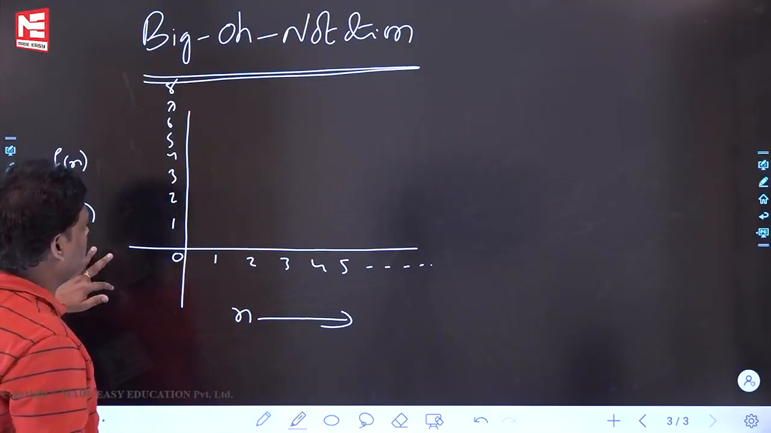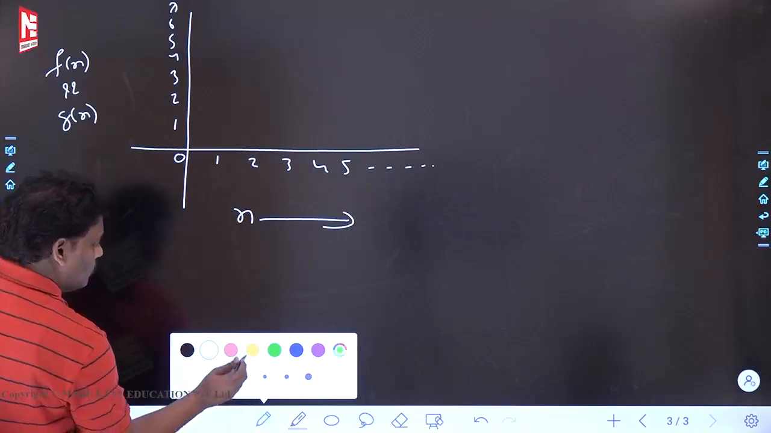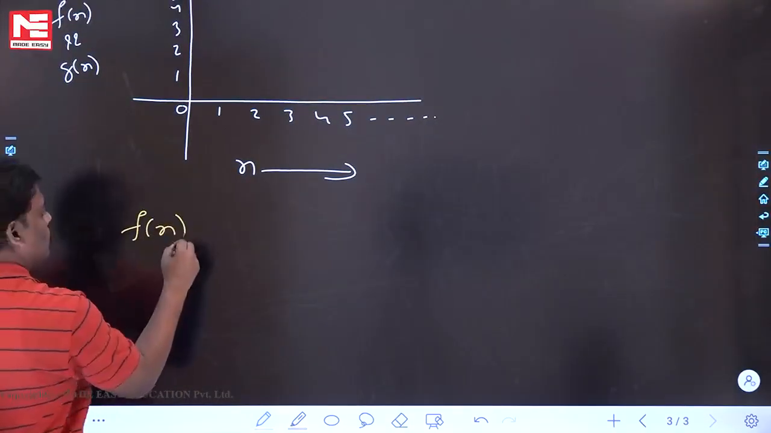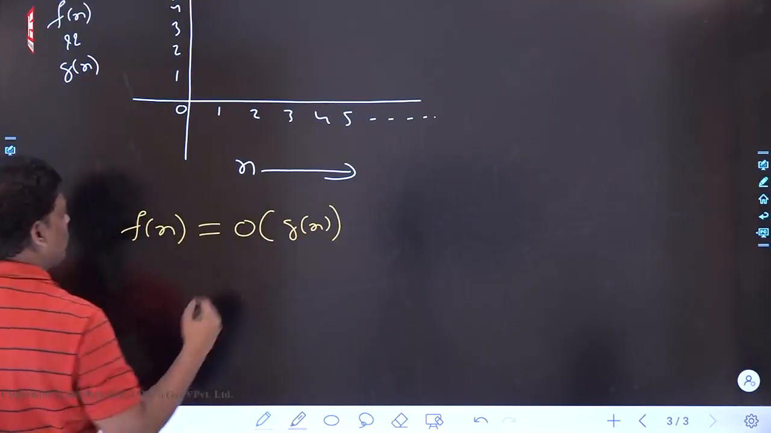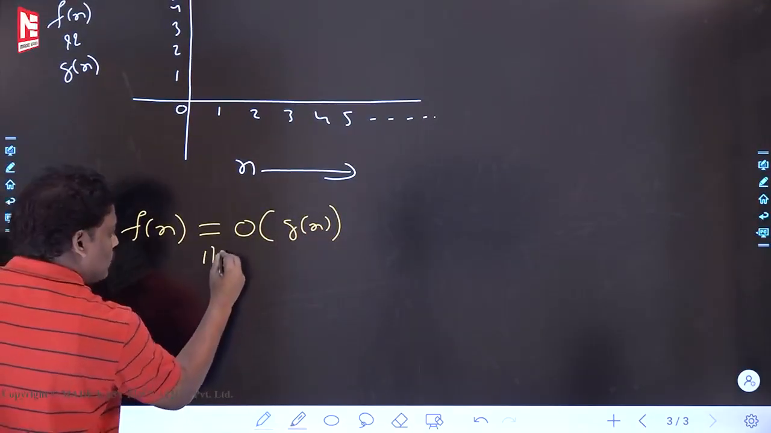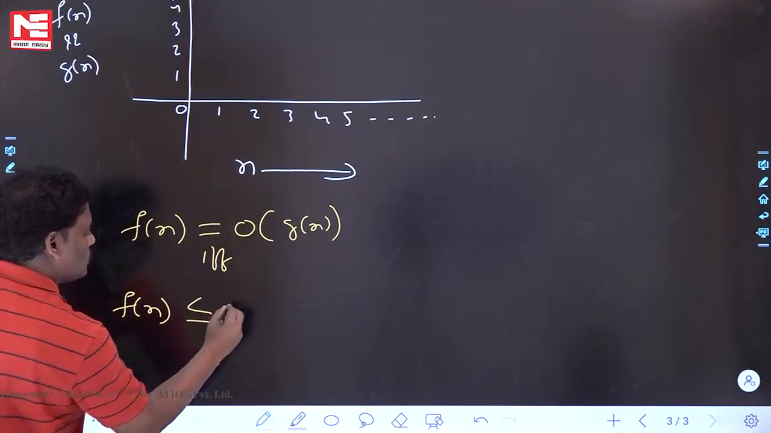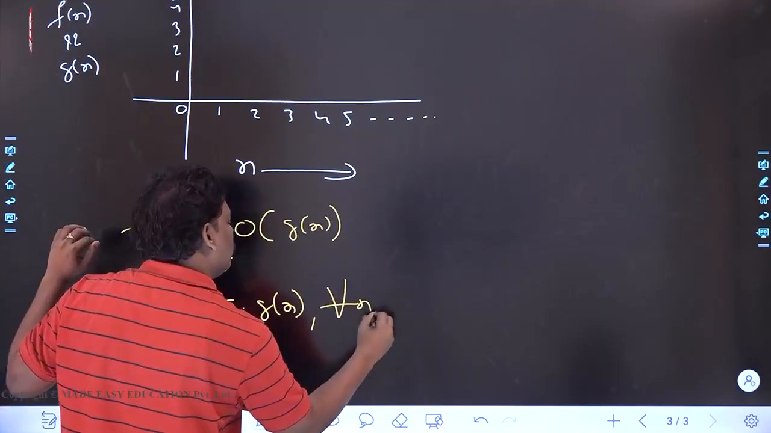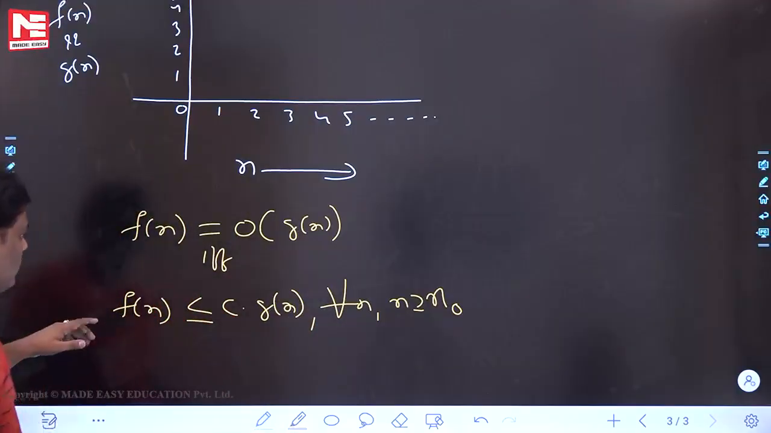Now see this one, everyone. What is the big O notation definition? f of n is equal to big O of g of n if and only if f of n is less than or equal to some c times g of n for all n where n is greater than or equal to n0. Right? So this is the definition.